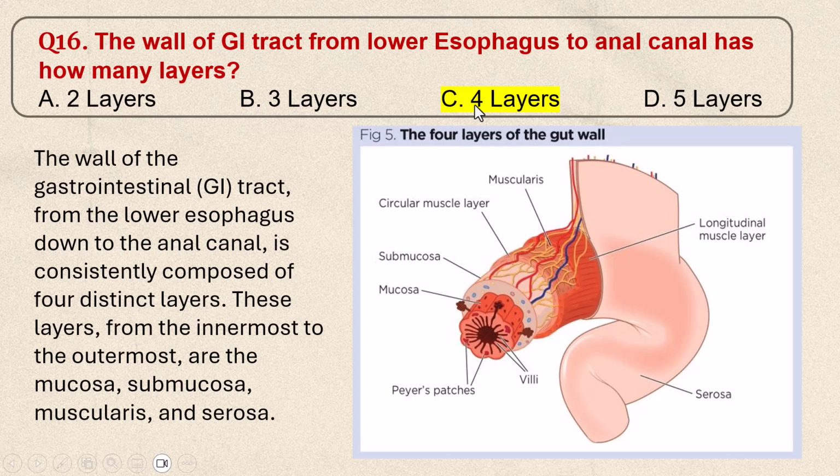4 layers. So these layers from the innermost to outermost are: the first one is the mucosa, then the submucosa, then the muscularis layer, and finally the serosa. So those are the 4 layers of the gastrointestinal tract.